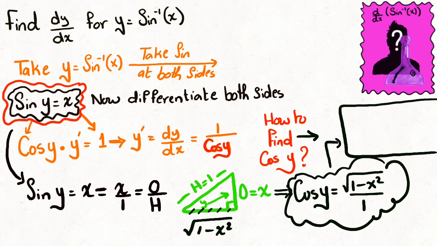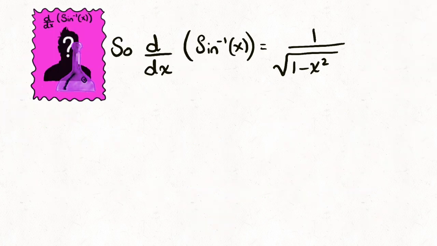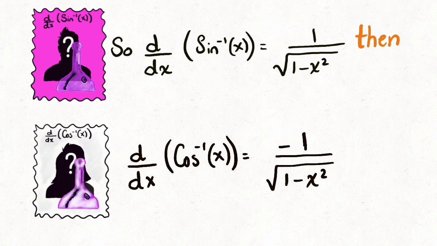If we flip it, we will have dy by dx. Since dy by dx for sine inverse x equal 1 divided by square root 1 minus x squared, if we put minus to this derivative, we will have d cosine inverse by dx.